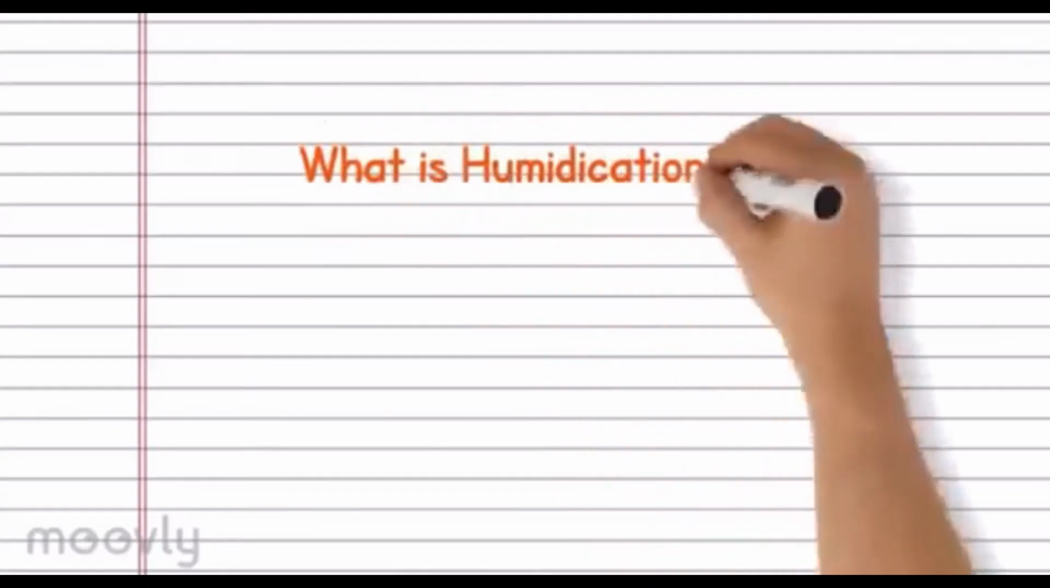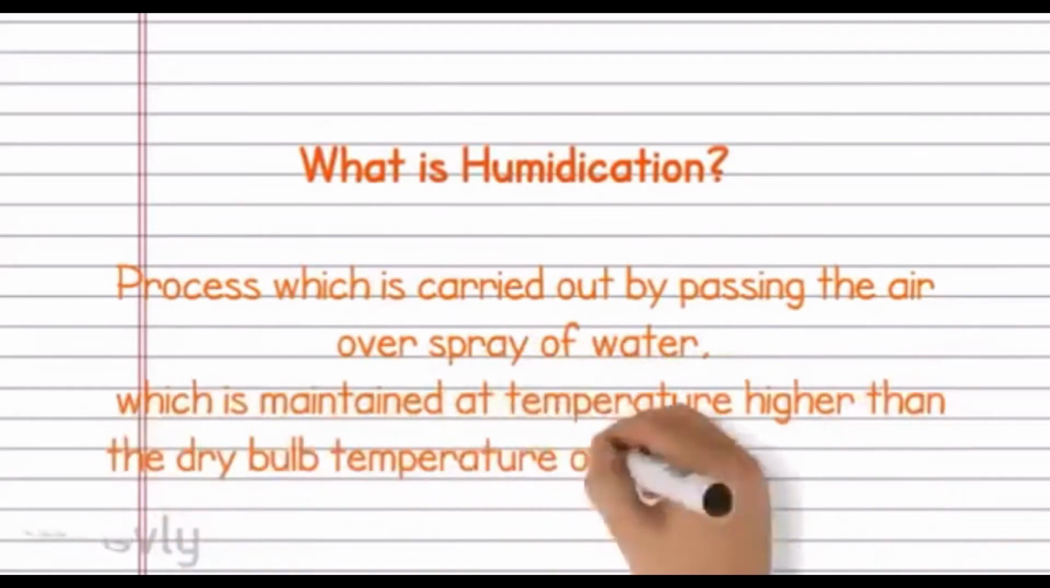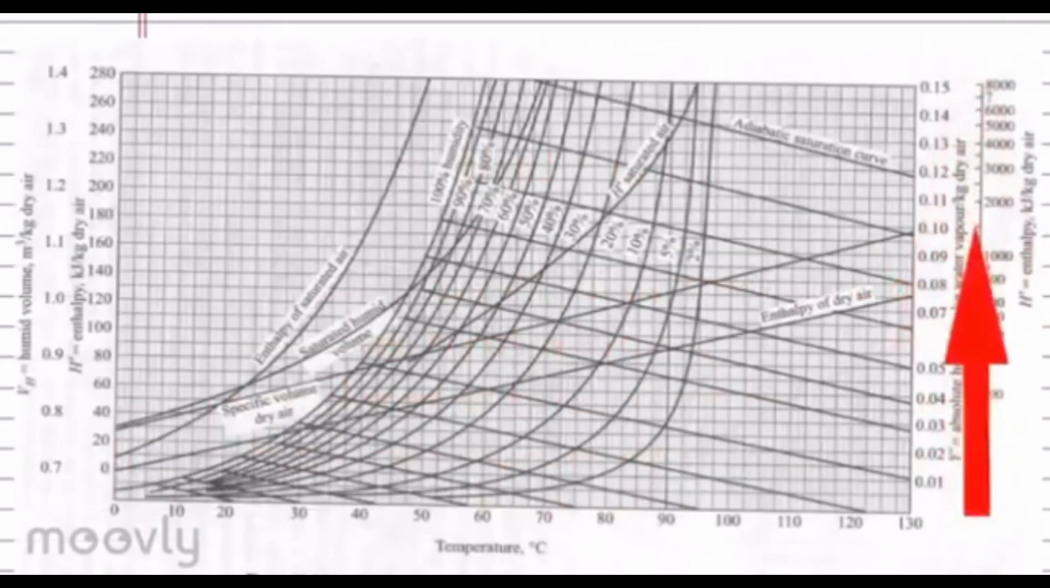The process in which moisture, water vapor, or humidity is added to the air without changing its dry bulb (DB) temperature is called the humidification process. This process is represented by a straight vertical line on the psychrometric chart, starting from the initial value of relative humidity, extending upwards and ending at the final value of the relative humidity.